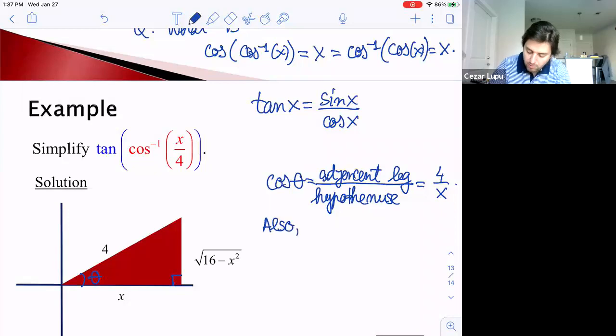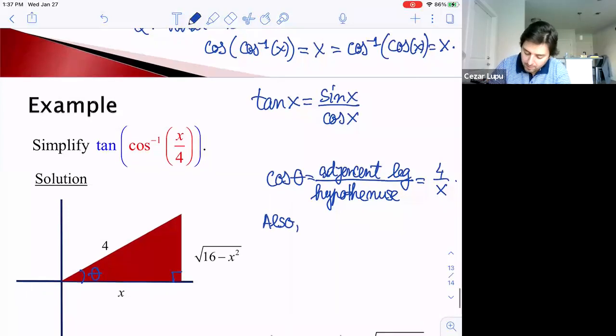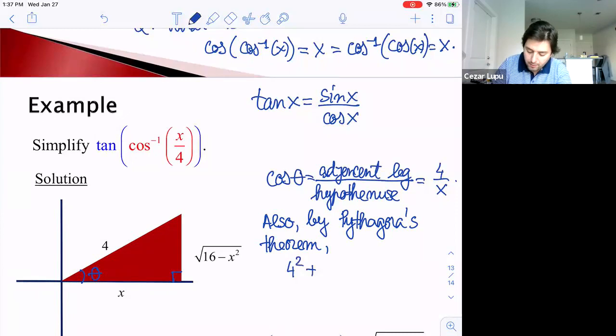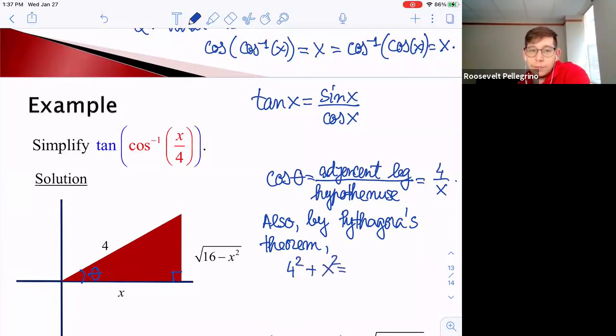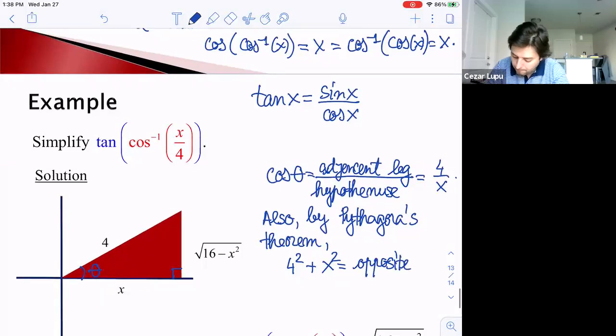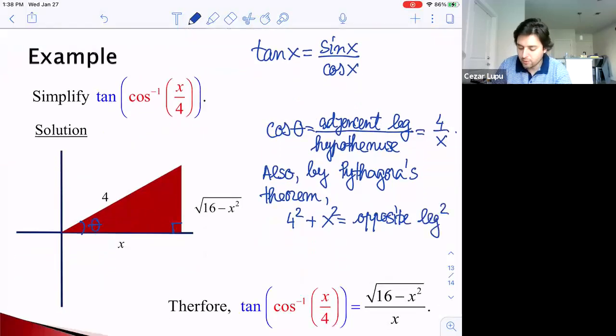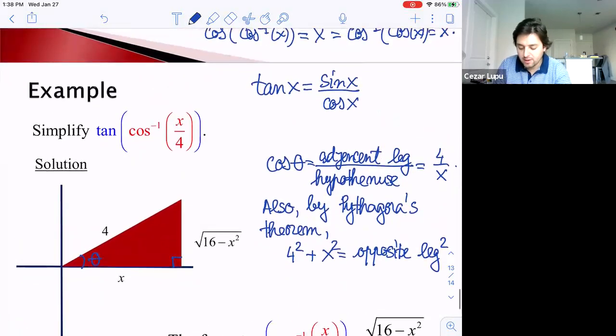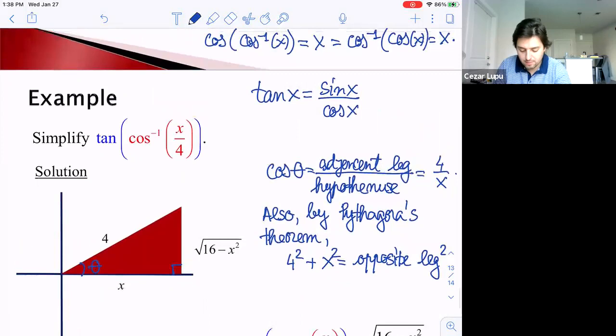Also, by Pythagoras, our good old friend Pythagoras, by Pythagoras theorem, what do we get? We have that 4 squared plus x squared equals this thing here, right? The second leg squared. Let's call it the opposite leg squared. So the opposite leg will be nothing else than just 16 minus x squared.